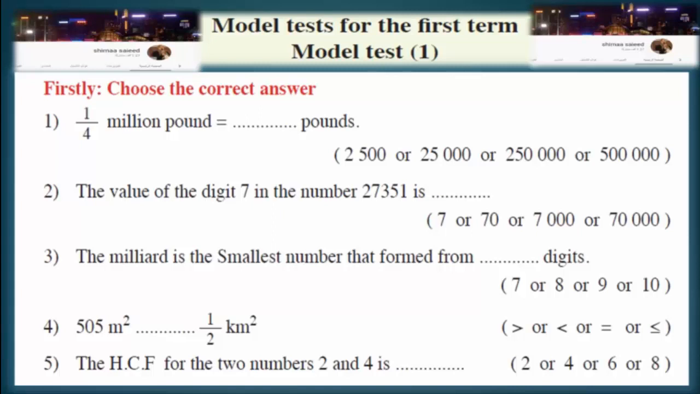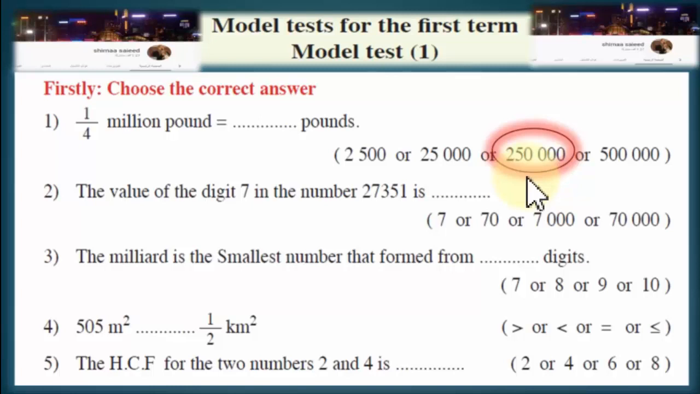£250,000 equals... well done, £250,000. You must know that £500,000 equals half of £1,000,000. £250,000 equals a quarter of £1,000,000. 3/4 from £1,000,000 equals £750,000.